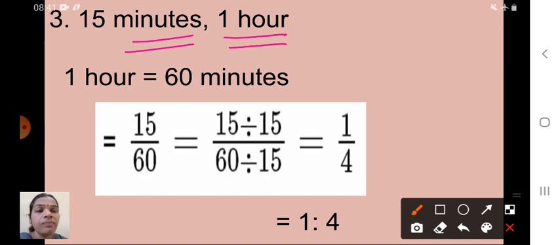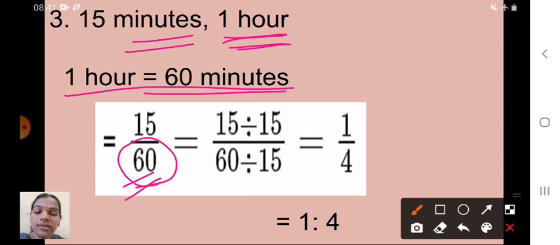So you know very well, 1 hour contains what? 60 minutes. Okay, so 15 minutes and 1 hour, that means 1 hour is equal to 60 minutes. We have to find the ratio of 15 minutes and 60 minutes. Okay, so 15 upon 60. So I hope you understood this one. Why I have written here 60 instead of 1 hour is 1 hour is equal to 60 minutes. Now 15 and 60, the HCF of 15 and 60 is equal to 15.